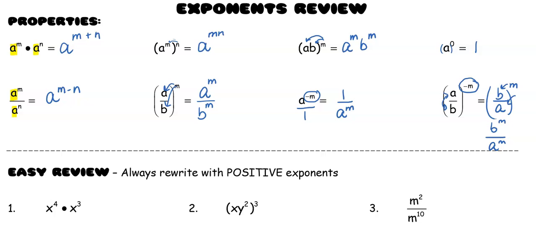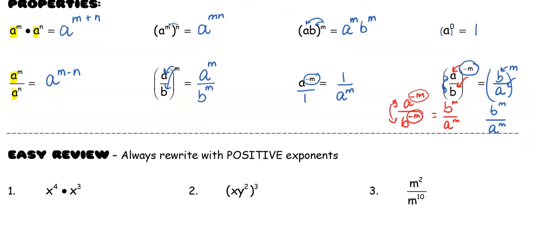That's one way. You also could have distributed first and gotten a to the negative m over b to the negative m, and then taken care of the negative by doing the reciprocal, giving us b to the m over a to the m. So it doesn't matter the order that you take care of the exponents, the different rules that you have. So those are our exponential rules.